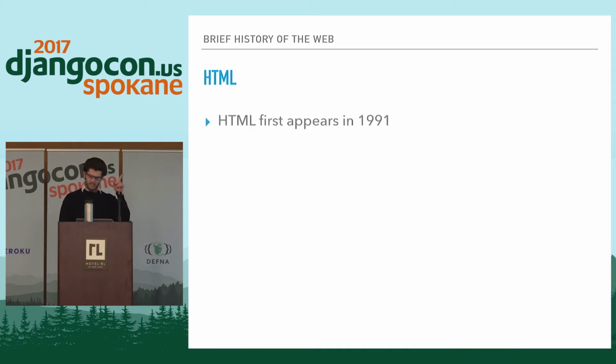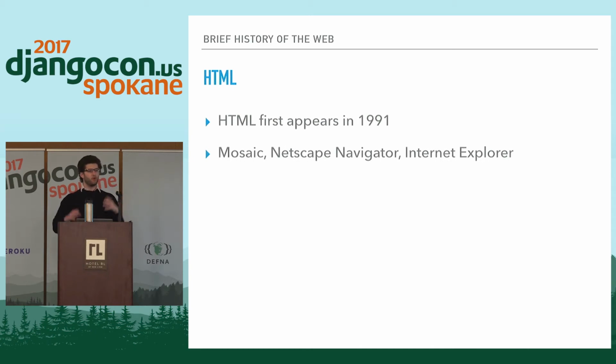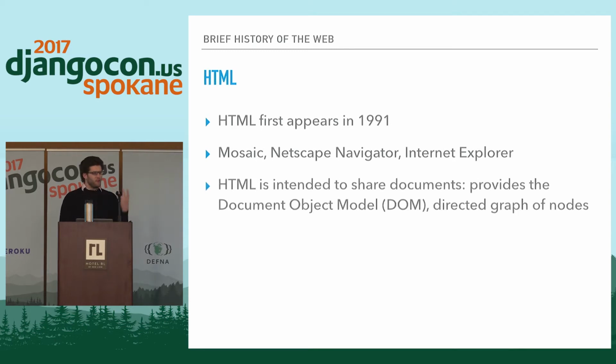HTML first appears in 1991, and it is immediately rolled out into the first browser called Mosaic, and then quickly implemented in things like Netscape Navigator and Internet Explorer. But lovely, it's all slightly different implementations, just to really mess with you. HTML is originally intended as a way of sharing scientific documents, right? You want to go ahead and share your scientific research at CERN. So you've got the content, but you also have all of the structure of the document. This is a title, these are the authors, this is the abstract, et cetera.